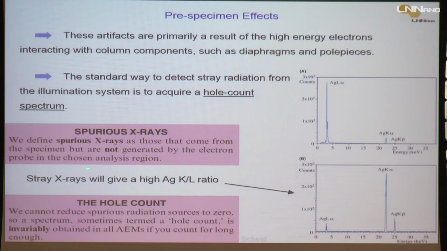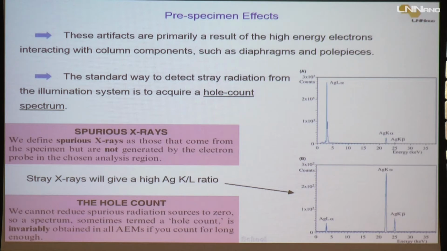By the electron probe, but are generated by these X-rays that come through the column, okay? And then it's very interesting because with these stray X-rays that come through the column, you always get a different kind of, a different proportion in your peaks.